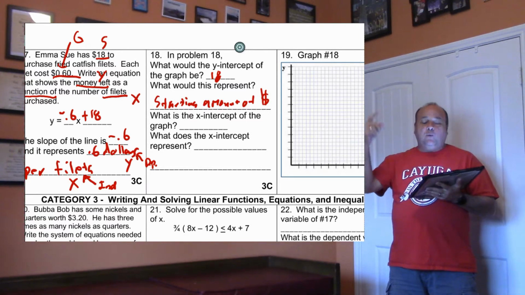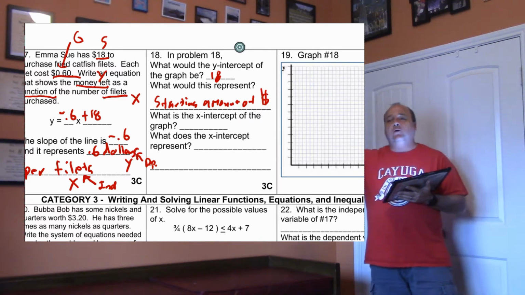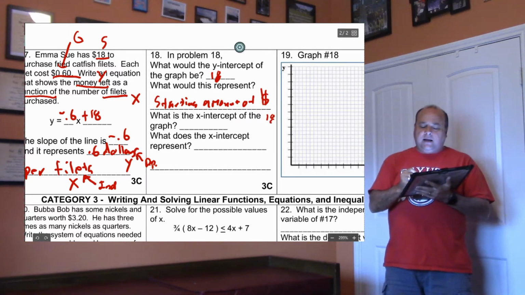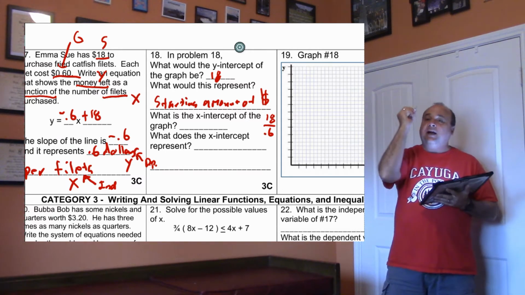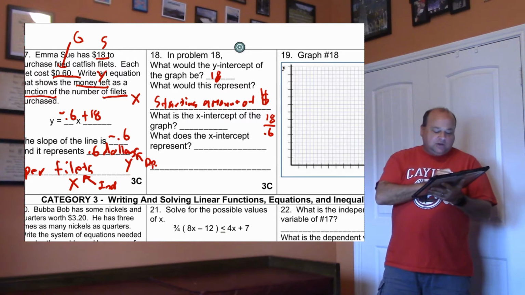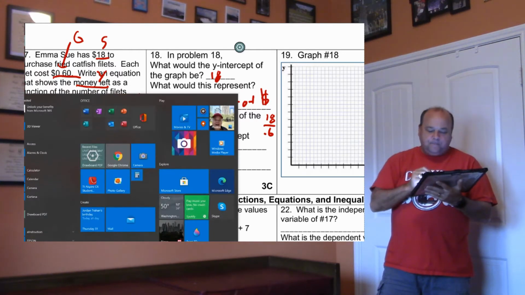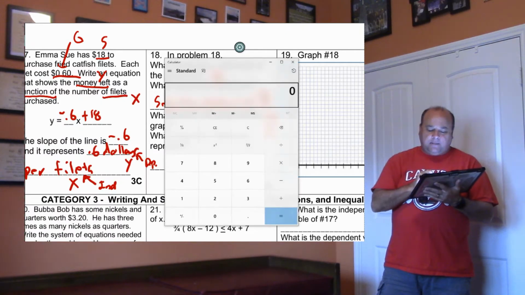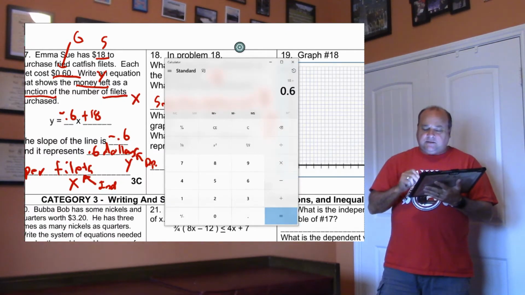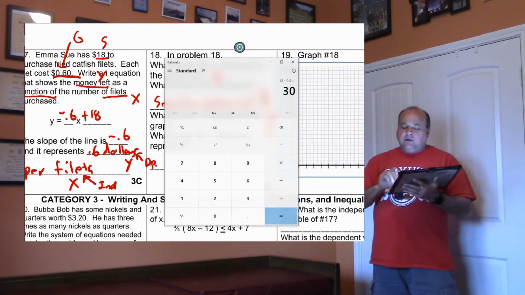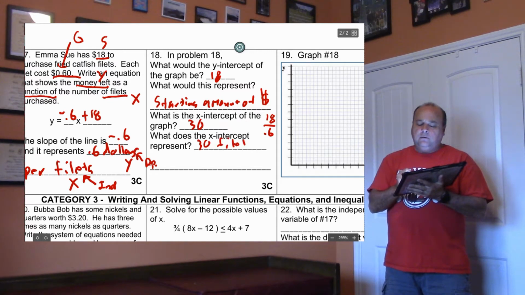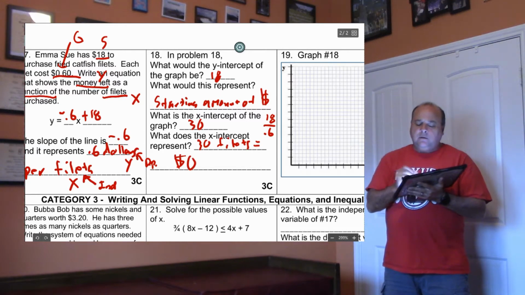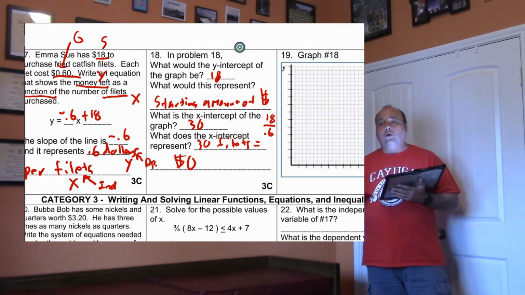For the x-intercept, we have to divide. How many 60 cents can go into 18? So we're going to do 18 divided by 0.6. How many 60-cent fillets can she buy with $18? Once she hits the 18, she's out of money. She has $0. That's your x-intercept. I'm going to go to the little calculator and do 18 divided by 0.6, and that gives me 30. So at 30 fillets, she's going to be out of money. You would write down 30 fillets equals $0. So (30, 0) would be the ordered pair.